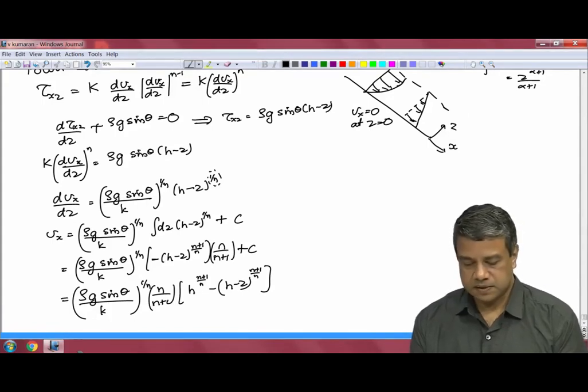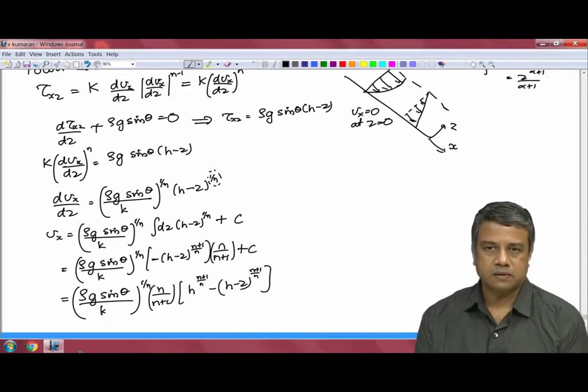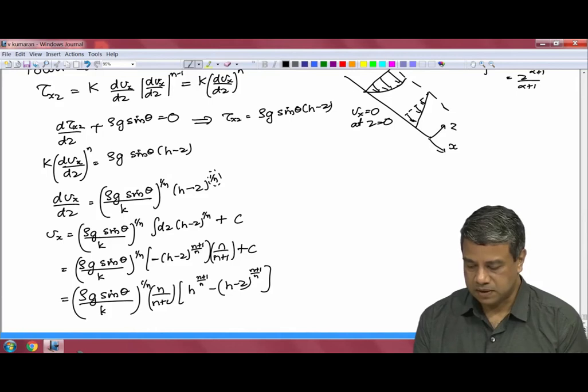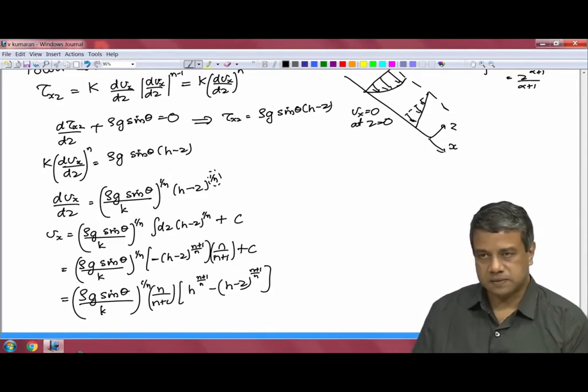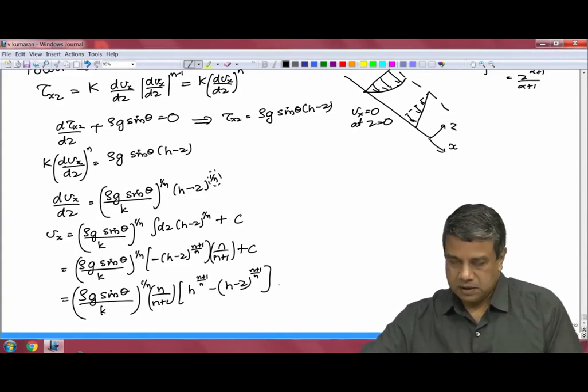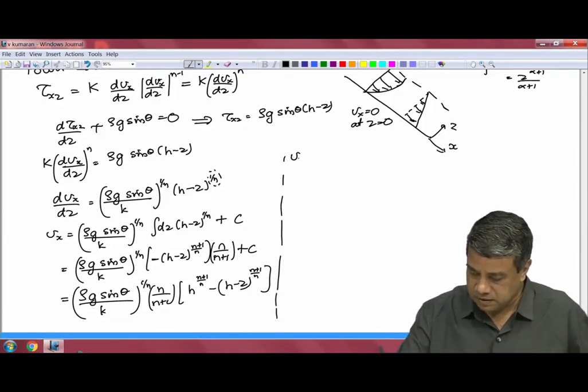So, that is the expression for the velocity in this case. When n was equal to 1, that was when we had a Newtonian fluid, and you got h squared minus (h minus z) the whole squared. This is the extension. And now we can calculate the maximum velocity and the average velocity. V max is equal to V z at z is equal to h.